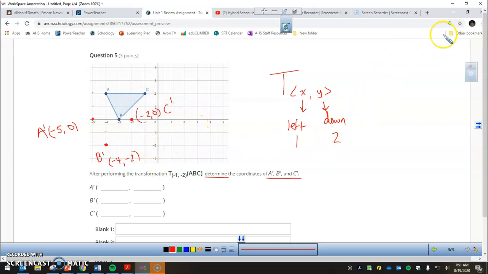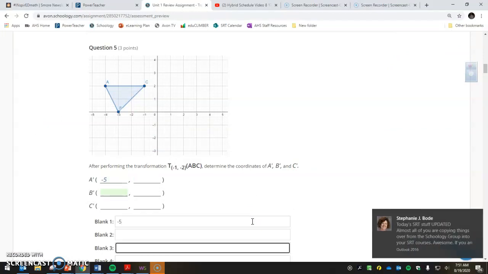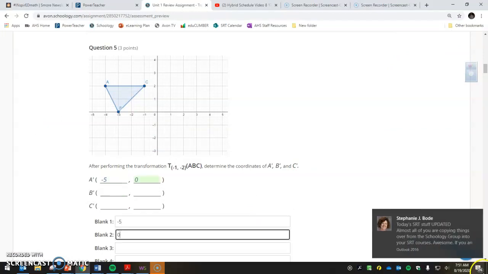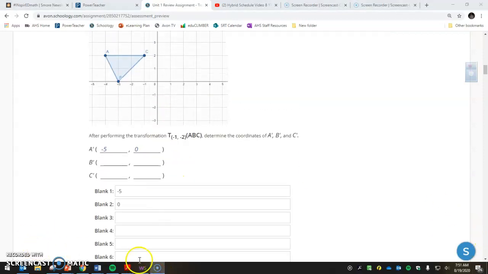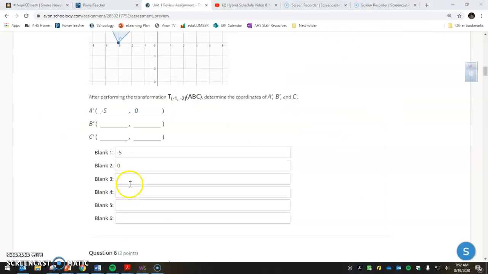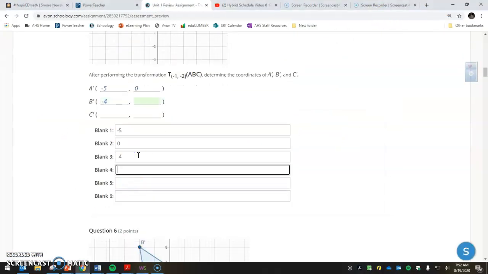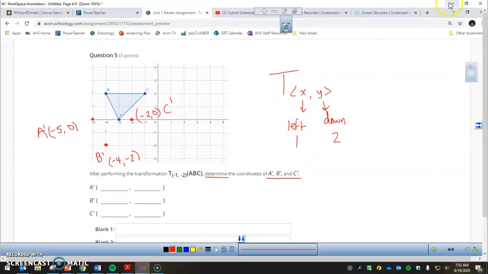So I'll just go ahead and type those answers in real quick. So I got -5, 0. And let's see here. B was at -4, -2. And C was at -2, 0.